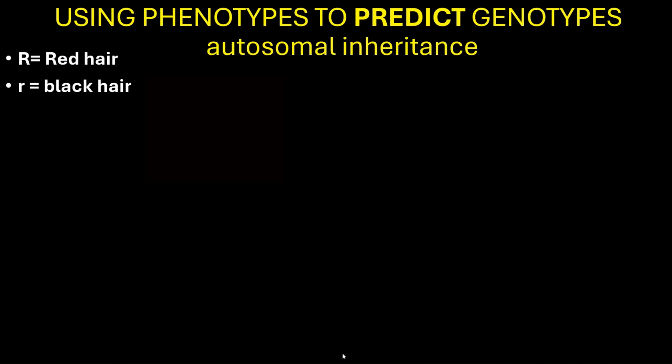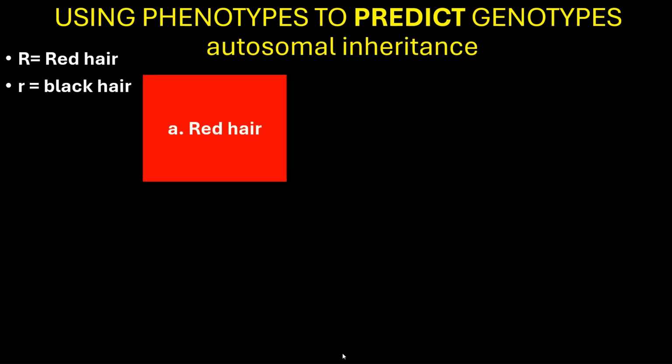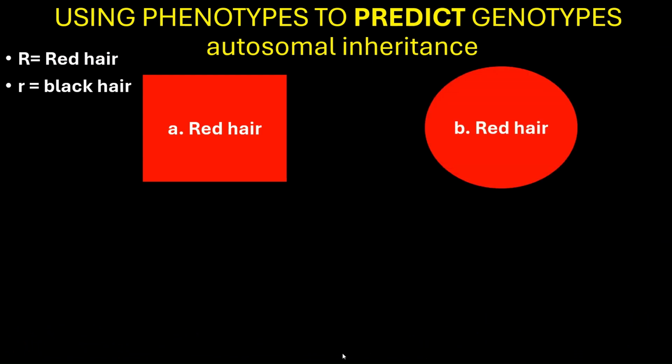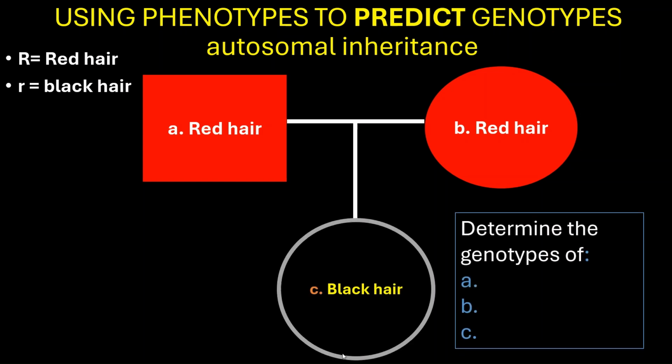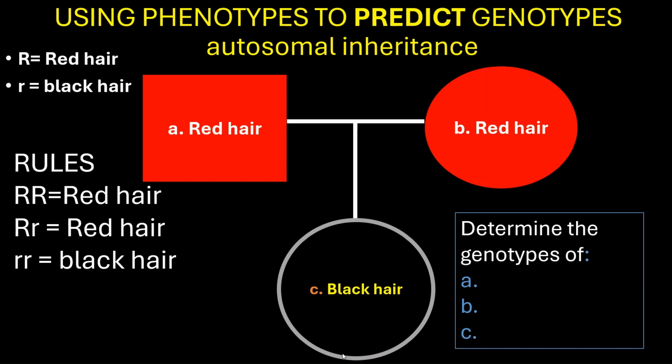So we have this key. Watch out for this key, or you create it yourself. This is a man with red hair, a woman with red hair, and guess what? They produce a child with black hair. Now determine the genotype. To do so, you have to set your own rules. They won't give it to you. You have to do it yourself.